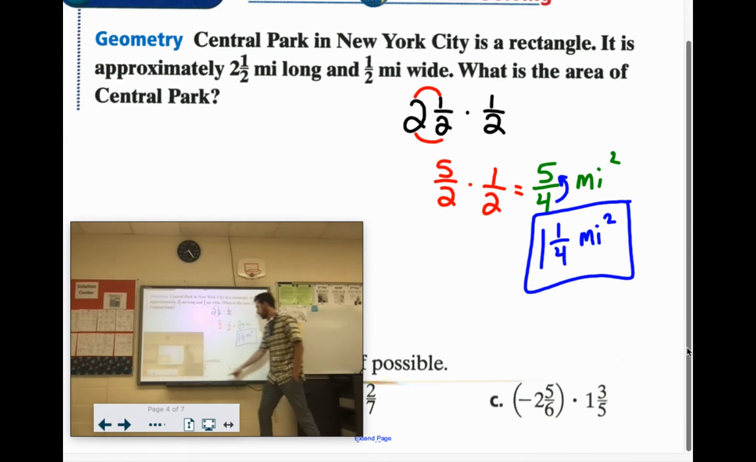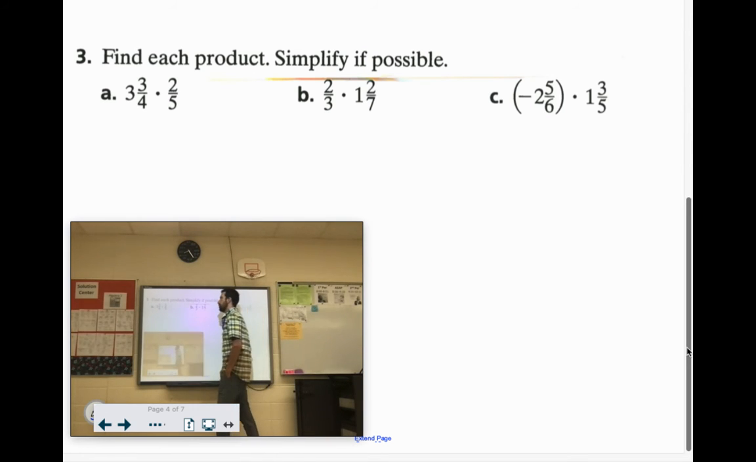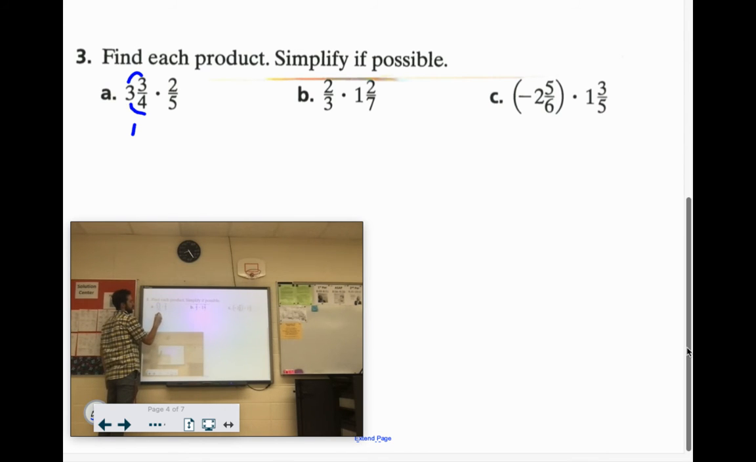Here we go. Welcome to the show. 3 3/4 times 2/5. You got to go improper. 4 times 3 is 12, plus 3 is 15. 15/4 times 2/5. Let's simplify now.